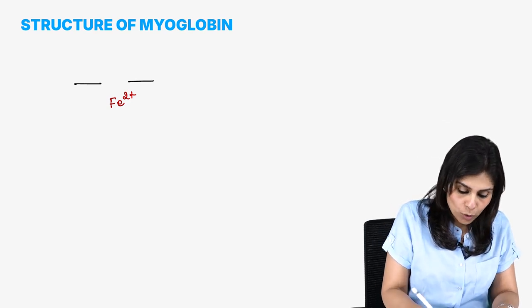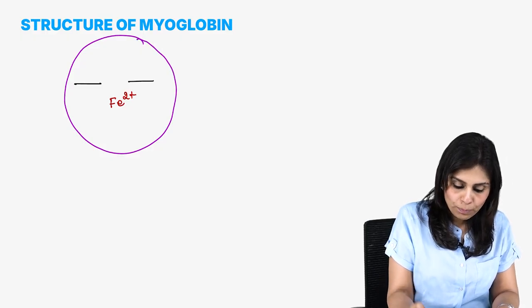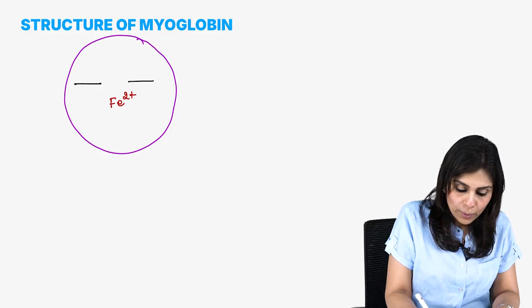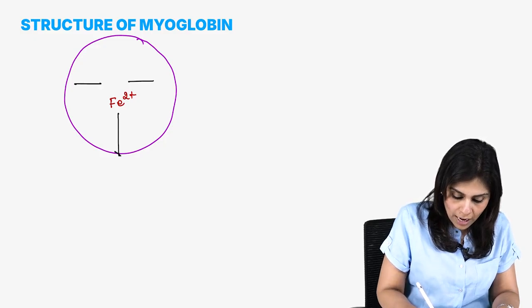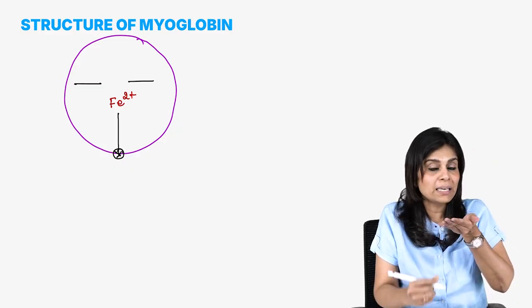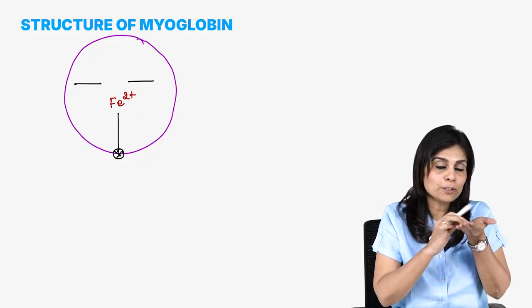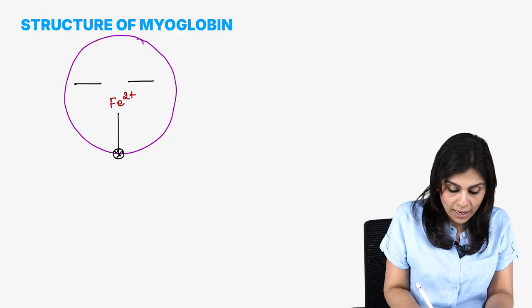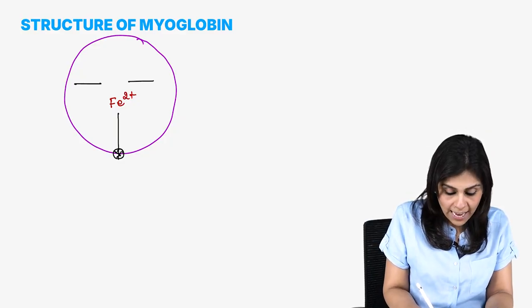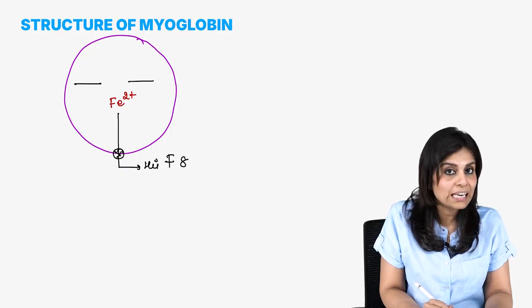And this heme is surrounded by what? Globin chain. And Fe2+ in the center is covalently attached to one amino acid of the globin chain. It is not like you've just placed heme in the middle of a globin chain. Fe2+ in the center of heme is covalently attached to one amino acid of the globin chain, and that amino acid is histidine F8. Fe2+ is attached to histidine F8.